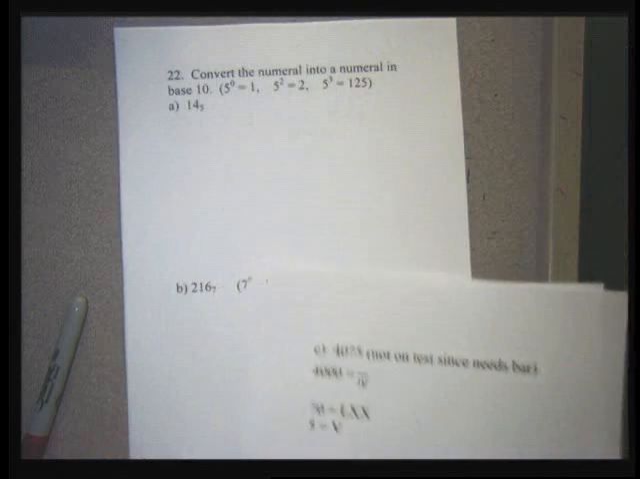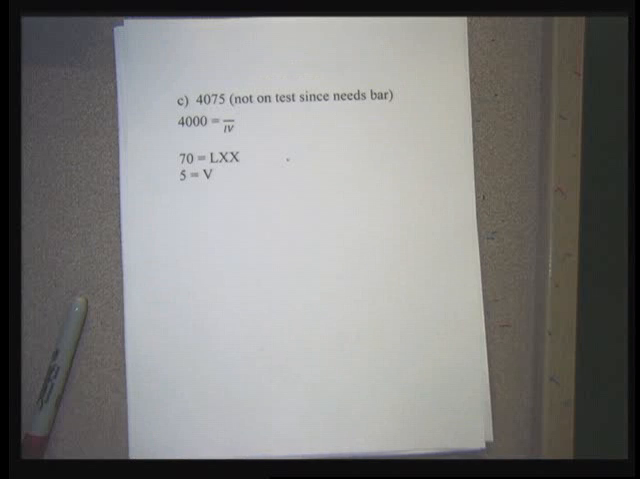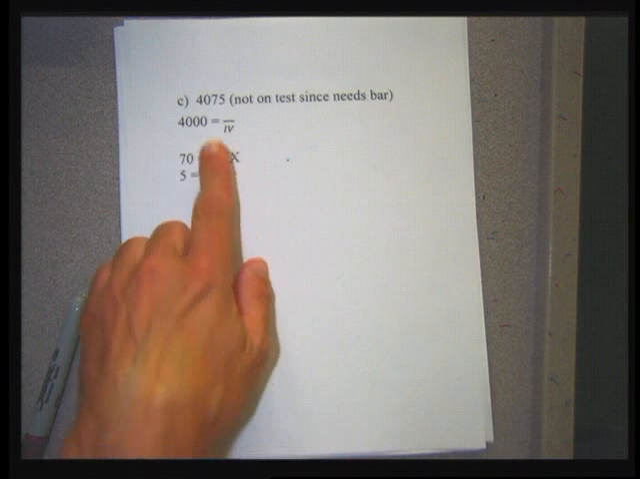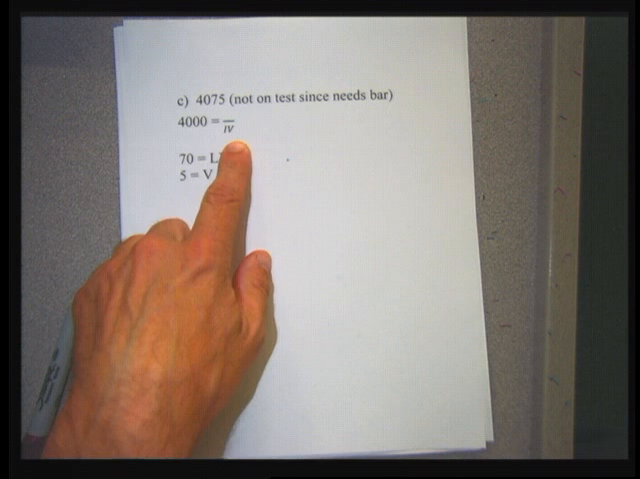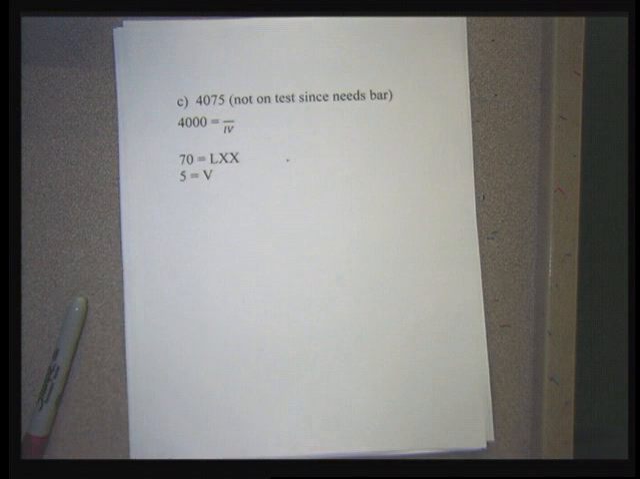C wouldn't be on the test because it has a bar. There's no problems on the test that need a bar. But 4,000 is not something I can do with M's. I'm not allowed to write 4 M's next to each other. Thousands normally have M's, but once you get more than 3,000, you need to get bars. To get 4,000, I need a 4 with a bar over it. And 4 is IV. It's a special symbol. A bar over it makes it a 4,000.